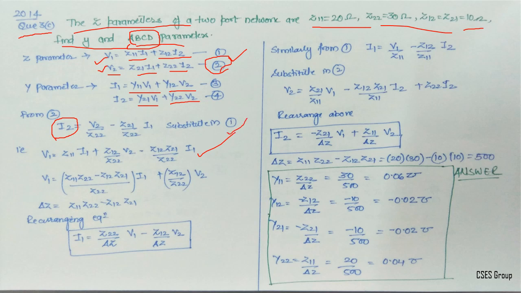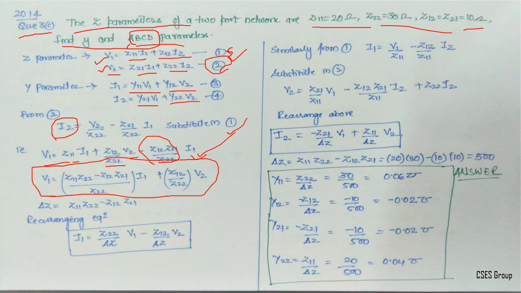If you substitute here, you will be able to see V1 is Z11 times I1 plus Z12 divided by Z22 into V2 minus Z12 Z21 divided by Z22 into I1. If you rearrange, you will find this big equation. This is the general method of identifying that. But look here, in the question this derivation is not asked.